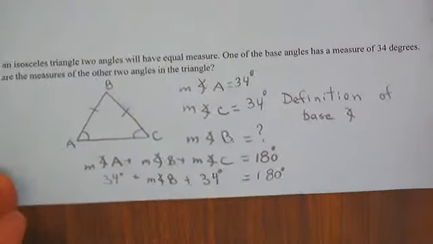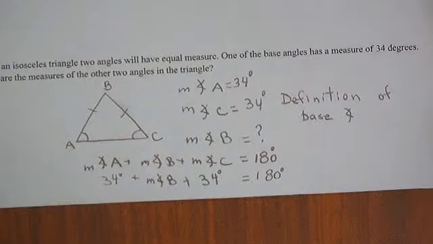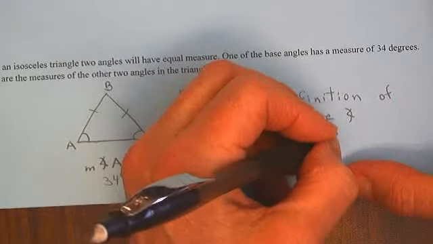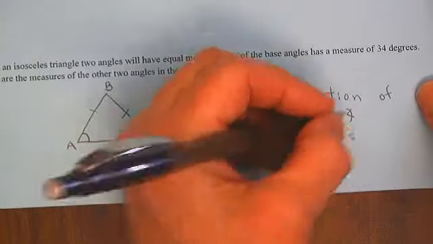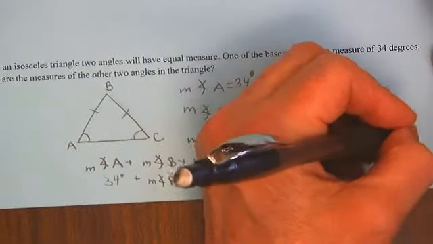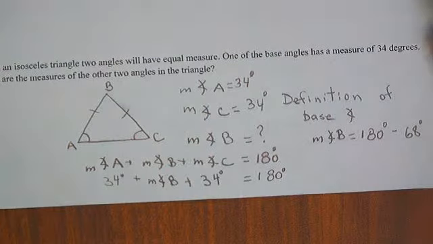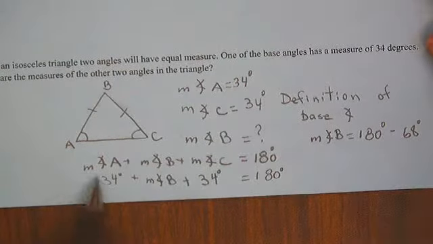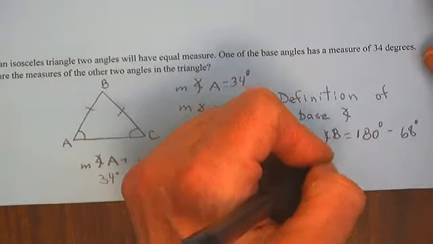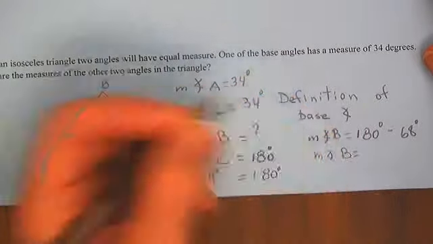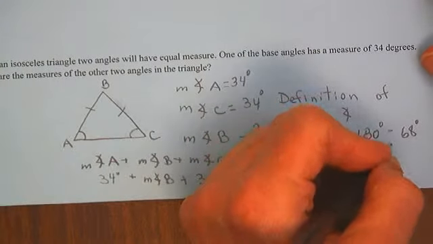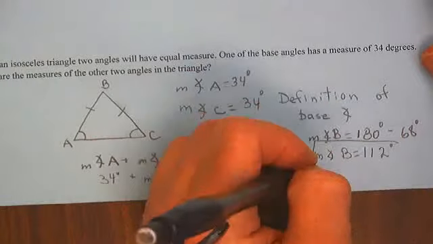So now I subtract 68 from both sides. So the measure of angle B is equal to 180 degrees minus 68 degrees. Where did the 68 come from? 34 plus 34 turns out is 68. So the measure of angle B is equal to 112 degrees, if I did my arithmetic correctly.